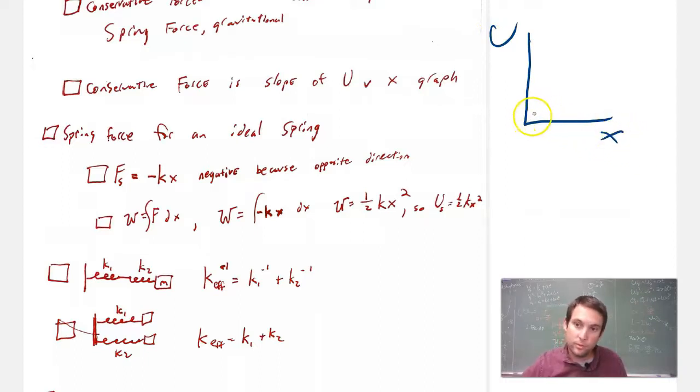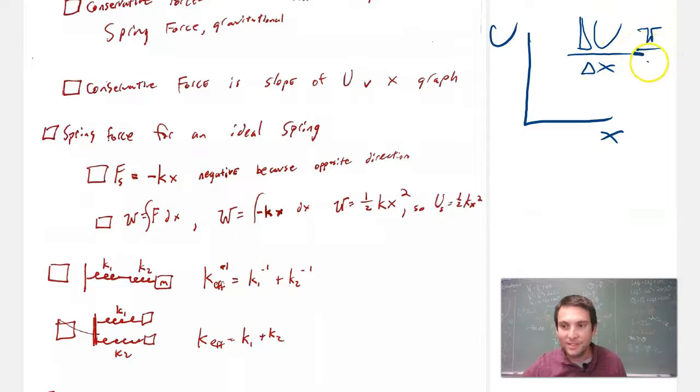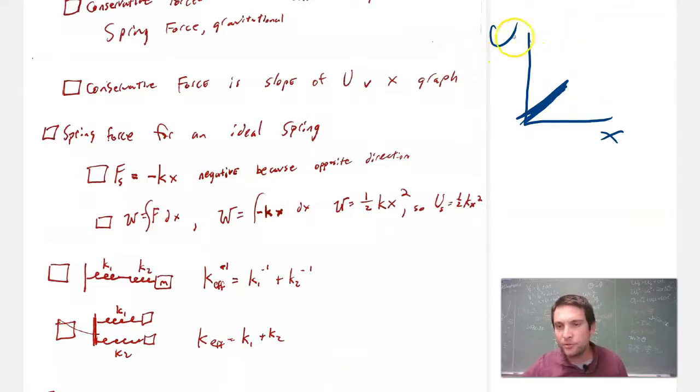So I know that because you change in U over my change in x. That's work over displacement, which is force, because work and change in energy are the same thing, right? Might not be that apparent to you. That's kind of a trickier one. So maybe useful to remember that the slope of a potential energy versus displacement graph is force.